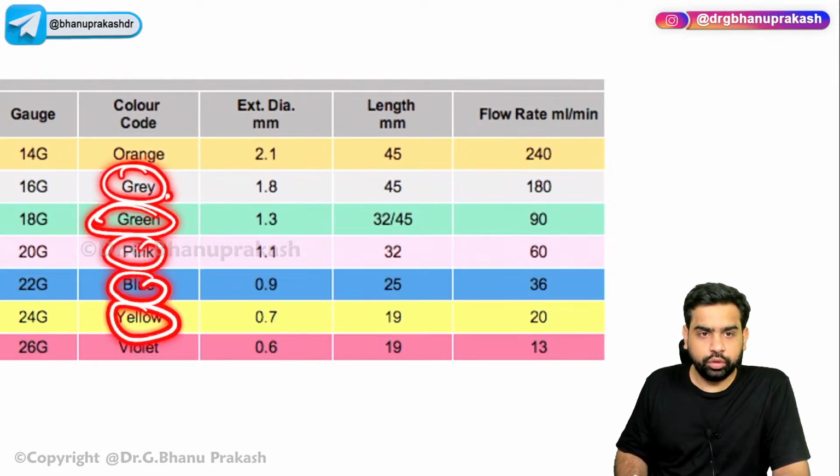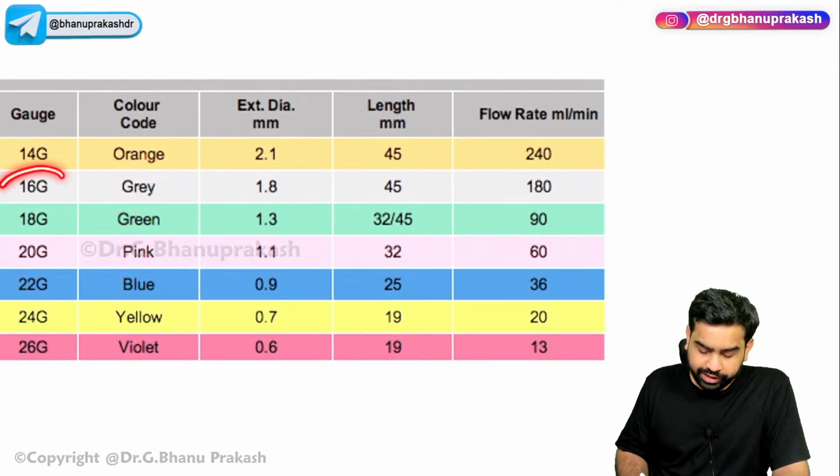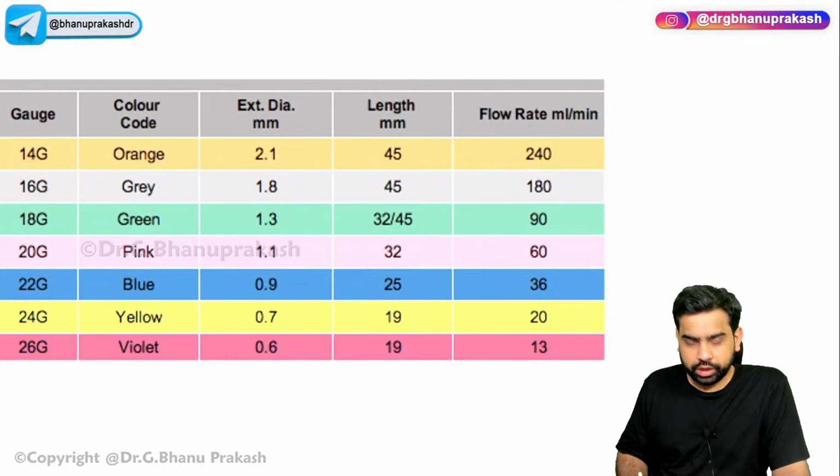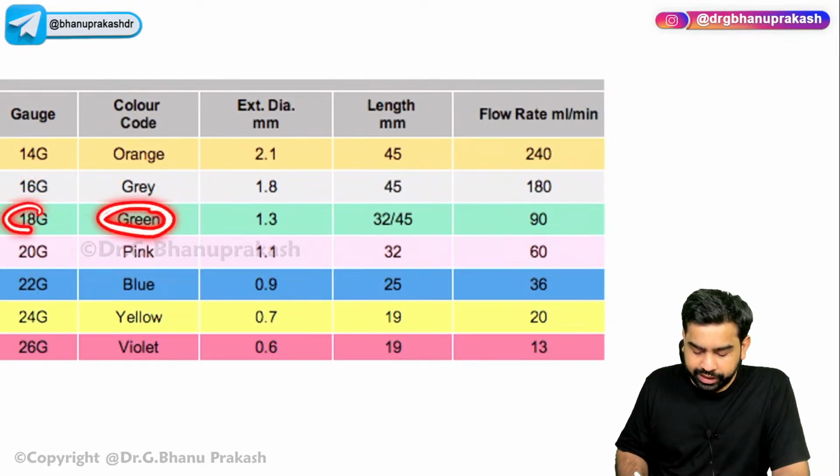These are the things which you have to remember. So what is a gray? Gray is basically a 16 gauge cannula. We do not use it nowadays. Green cannula is the 18 gauge cannula.